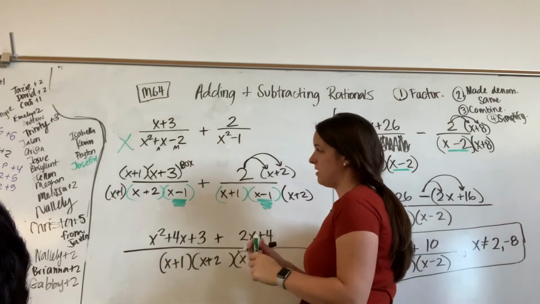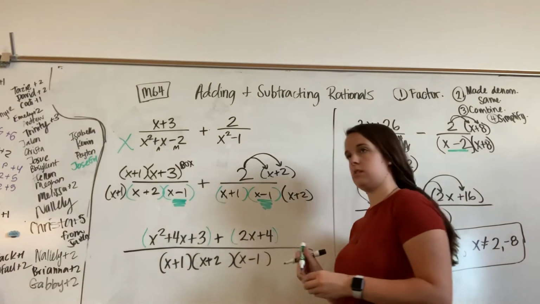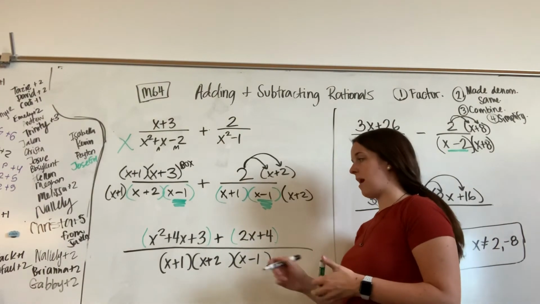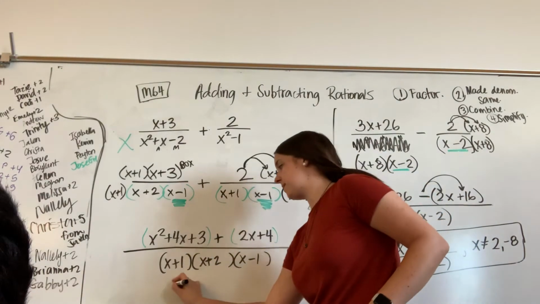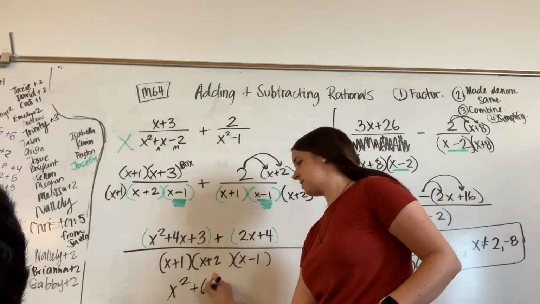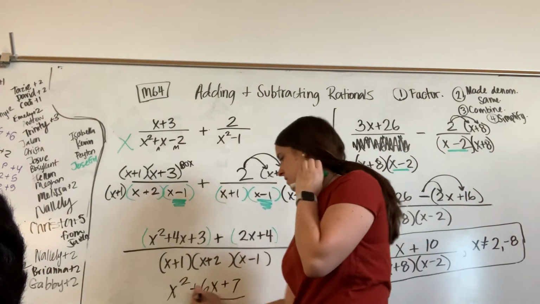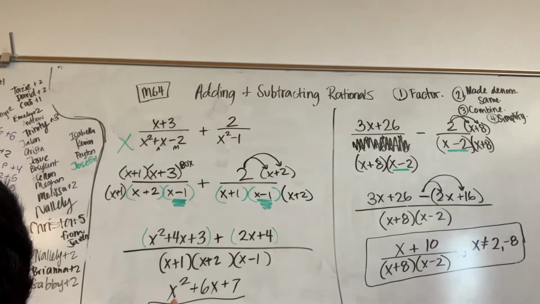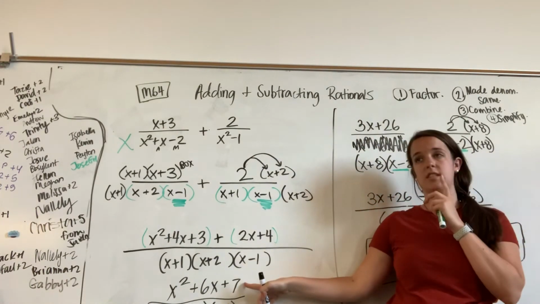Okay, this is like my mom's yard, and this is Phyllis's yard, right? But now I can combine like terms in the numerator. So I'm gonna have x squared, 4x and 2x makes 6x, 3 and 4 make 7, all over x plus 1, x plus 2, x minus 1. Then I'm gonna ask myself, can I factor this?